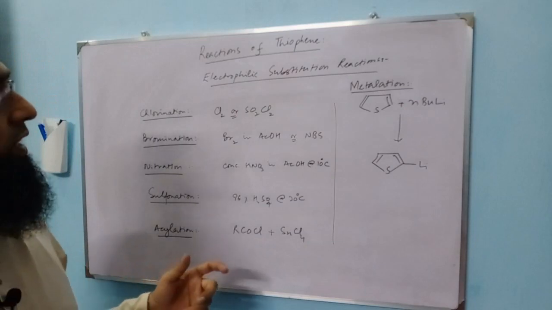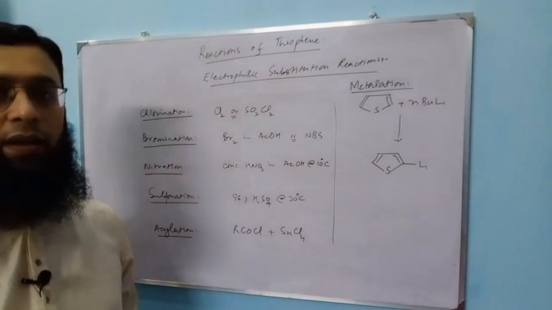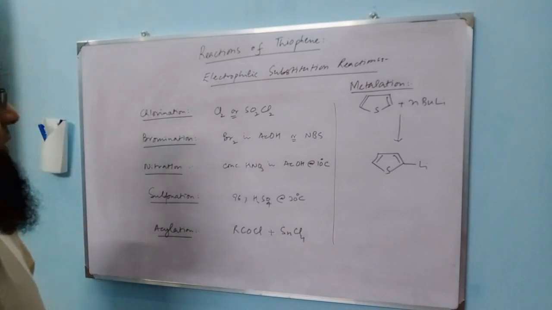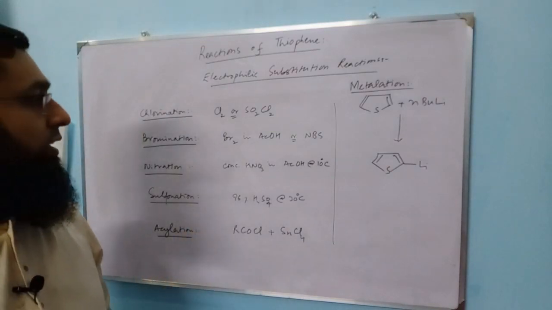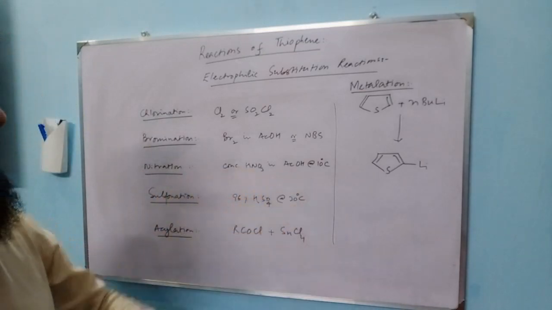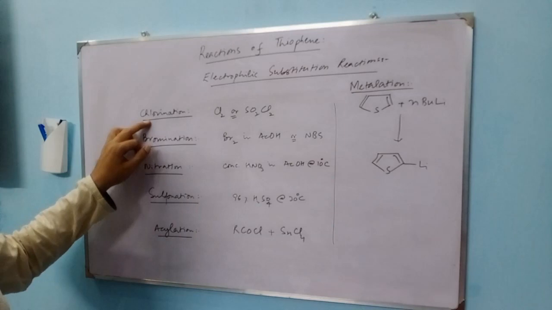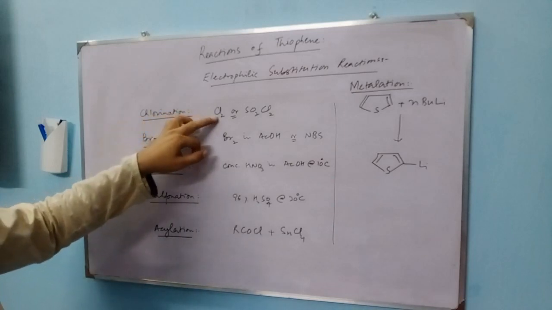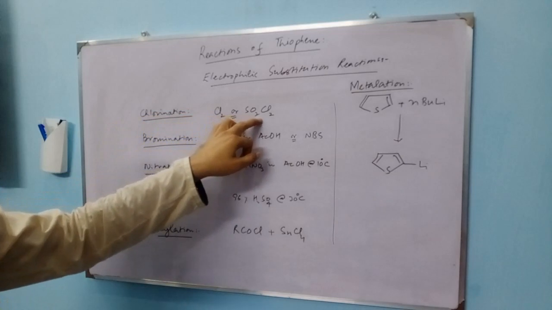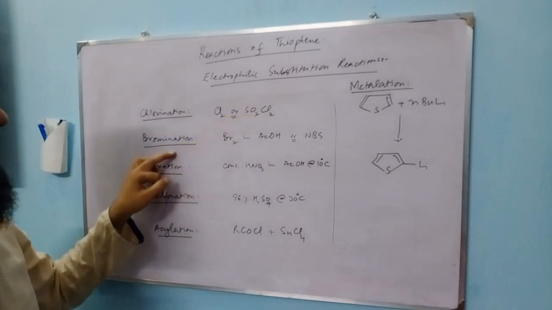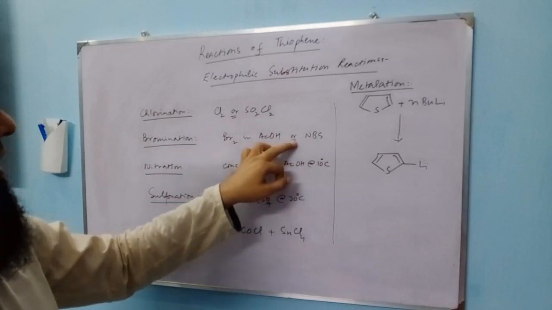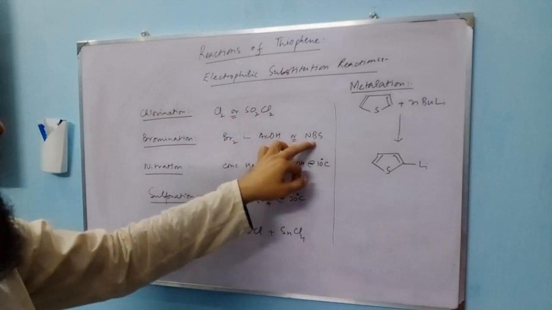In general, we get 2-substituted product, and if the reaction time is extended, we get 2,5-disubstituted products in general. However, in case of nitration, 2,4-disubstituted product is obtained. So chlorination is carried out in the presence of chlorine, or we can use SO2Cl2, and bromination can be carried out in the presence of bromine in acetic acid, or we can use N-bromosuccinimide as well.